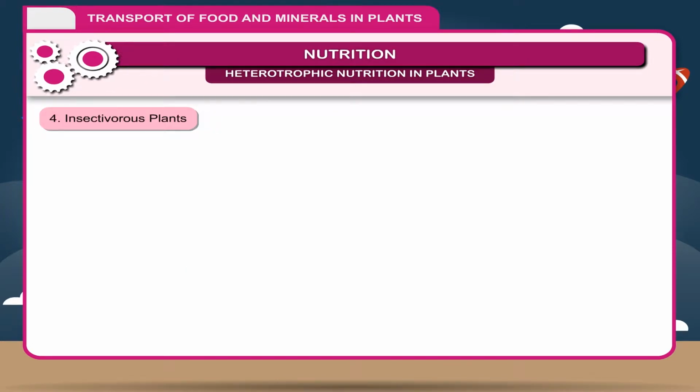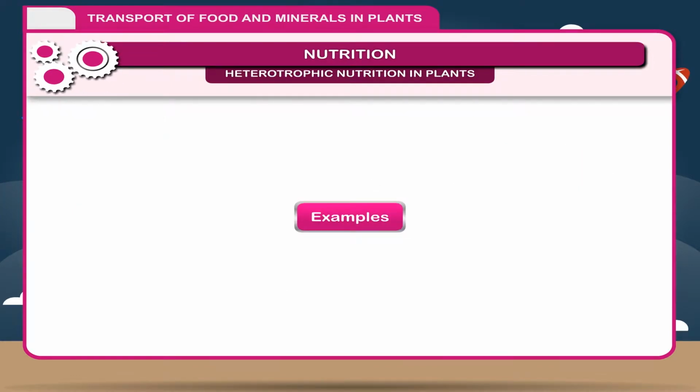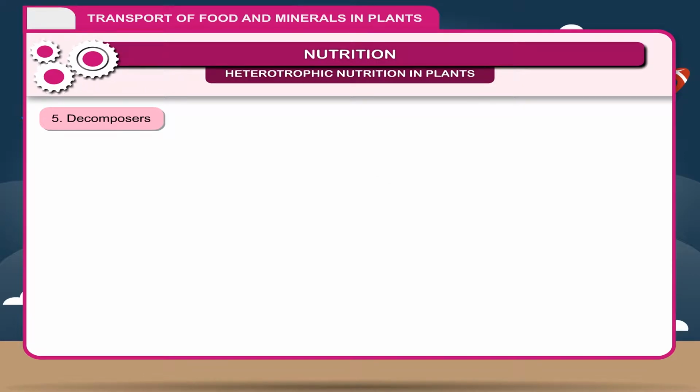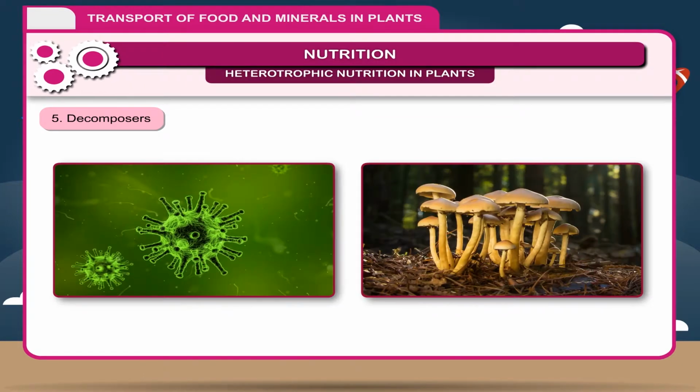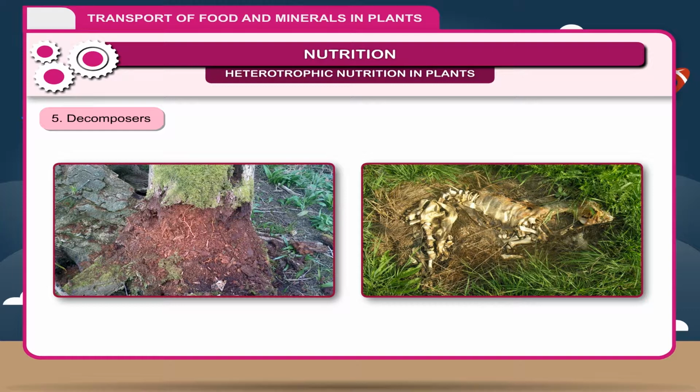4. Insectivorous plants. The insect-eating plants are called insectivorous plants. In these plants, the leaves are modified which help in catching the insects. Examples: pitcher plant, sundew plant, Venus flytrap, etc. 5. Decomposers. There are certain microorganisms such as bacteria and fungi that decompose the dead remains of plants and animals, and are called decomposers. They maintain the balance of nutrients in nature.